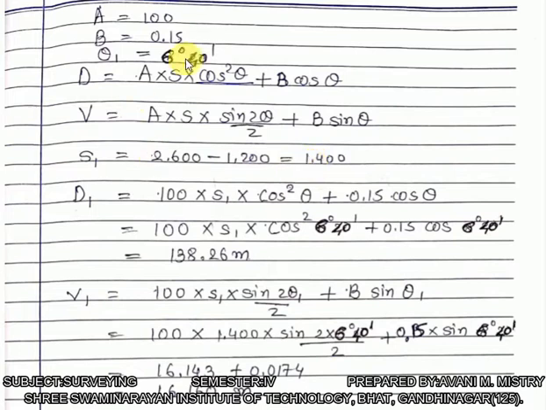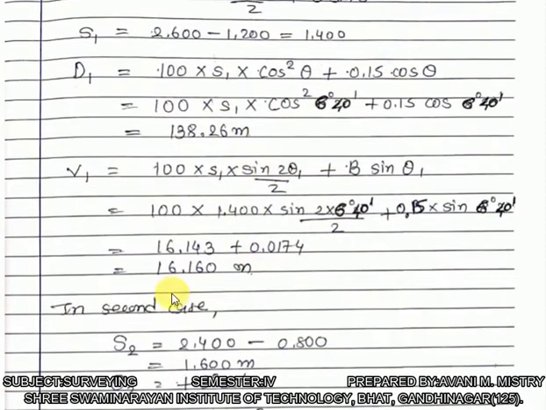We have the value of theta 1 is equal to 6 degree 40 minute. Put the values of theta 1 and S1 in the equation D1 is equal to A into S1 cos square theta 1 plus B cos theta 1. Put all these values in the equations for D and V. We get the value of D1 is equal to 138.26 meter and the value of V1 is equal to 16.160 meter.